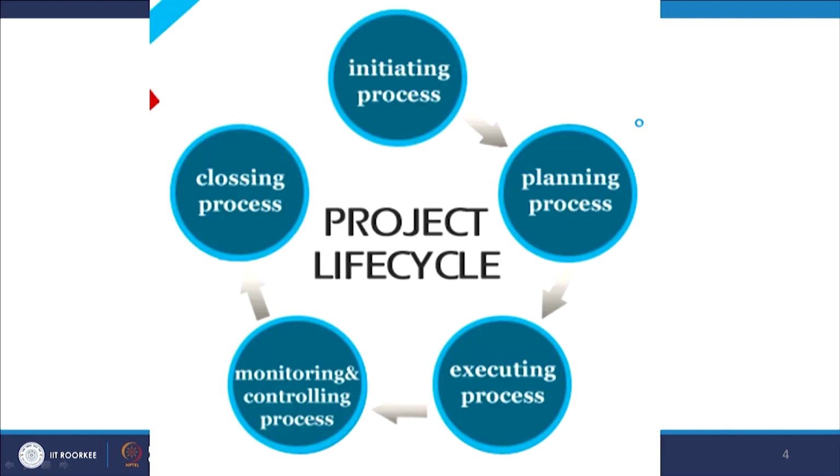With this respect, we have shown this cycle also. In this cycle you can see that the execution process, the monitoring and controlling process, and the closing process are also important, and it is shown in a circular manner so that after the closing process there is a feedback mechanism to start new projects or to give feedback to another project for improvement. That is why project implementation and quality monitoring is important.